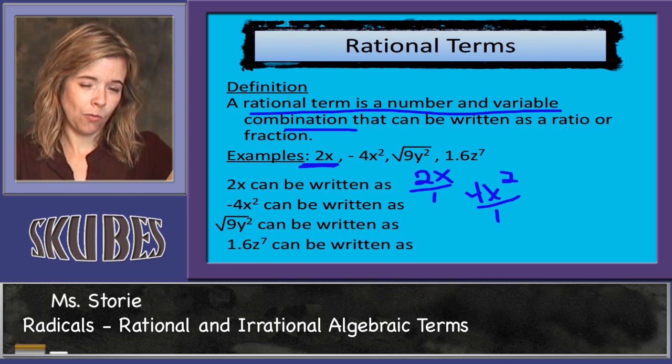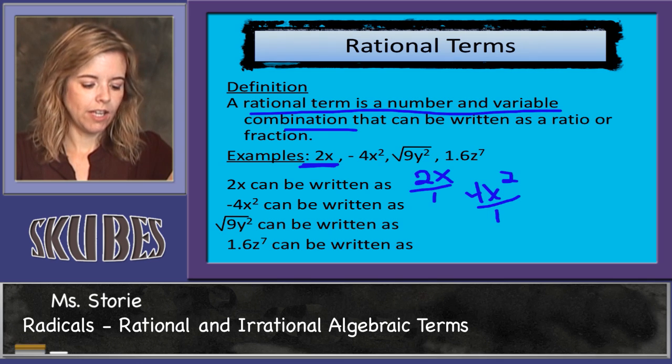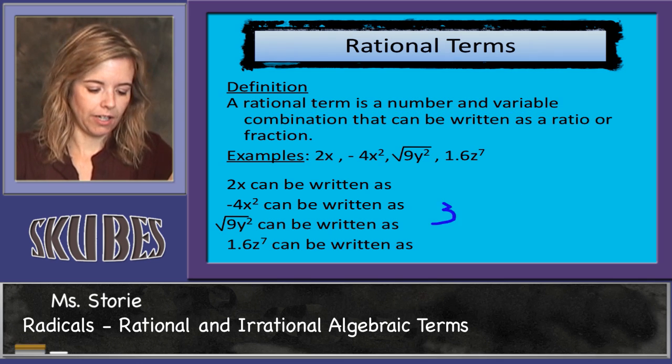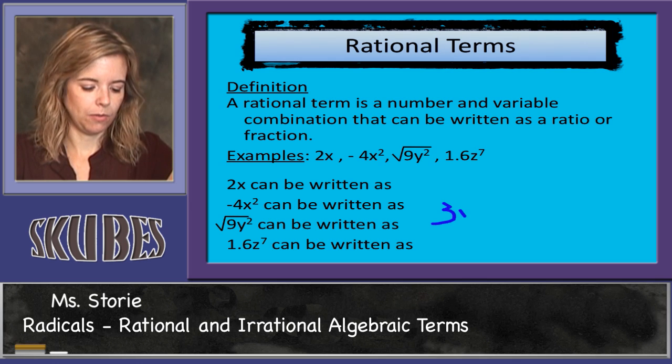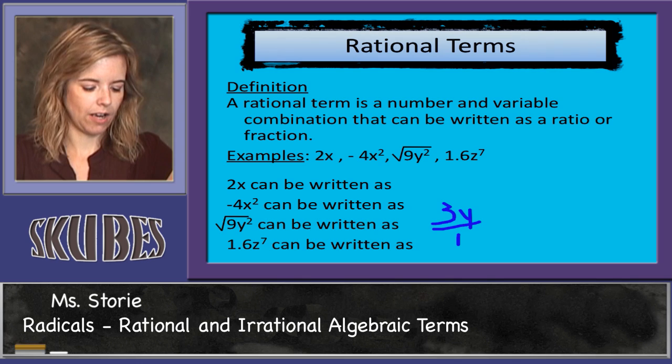How can the square root of 9y squared be written as a fraction? If you take the square root of 9, that would be 3. And if you take the square root of y squared, that would be y. And you can put that all over the number 1. So you can write that as a fraction.